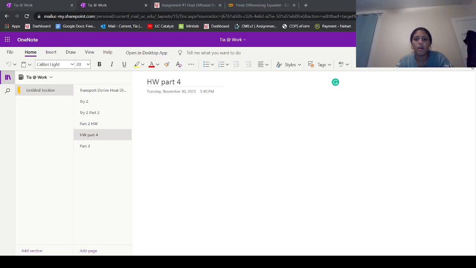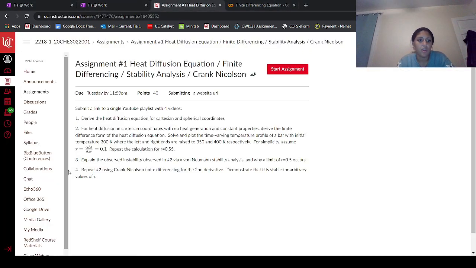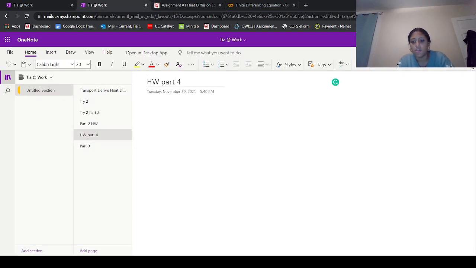Okay, so the final part of the homework. Let me go to the assignment. Repeat number 2. Using Crank-Nicolson finite differencing for the second derivative, demonstrate that it is stable for arbitrary values of r. So basically we're going to be graphing the same thing, kind of. Well, no, okay. We have to change the equation around so that we can have higher values of r, higher values than 0.5.